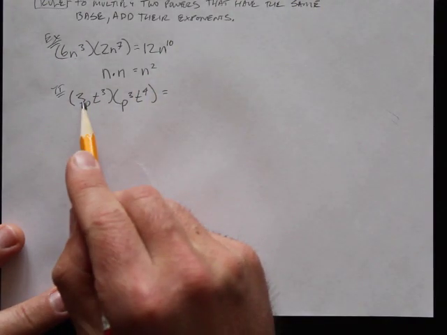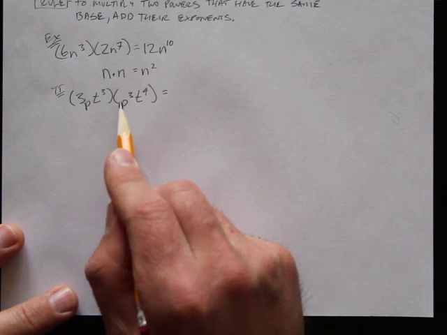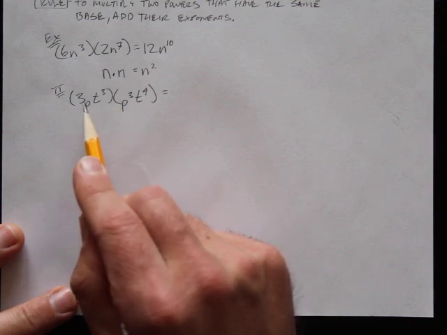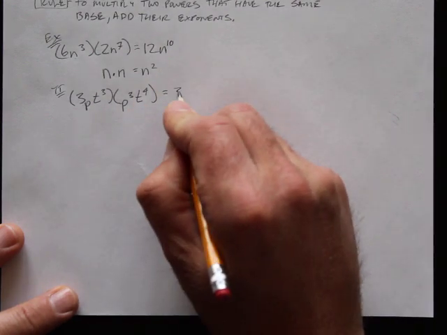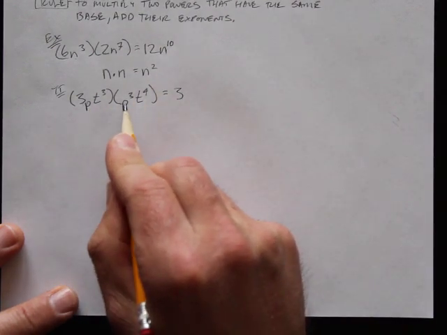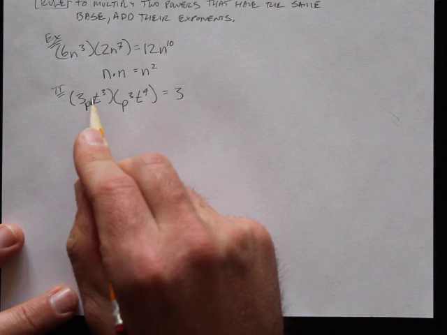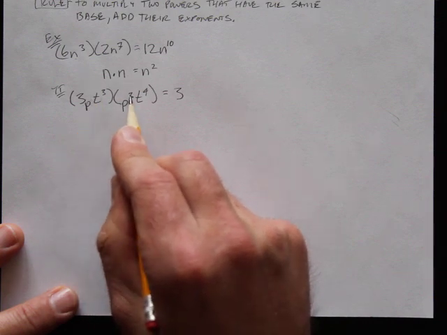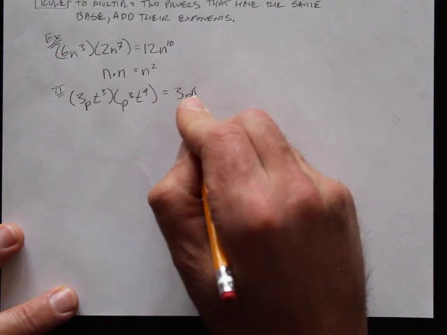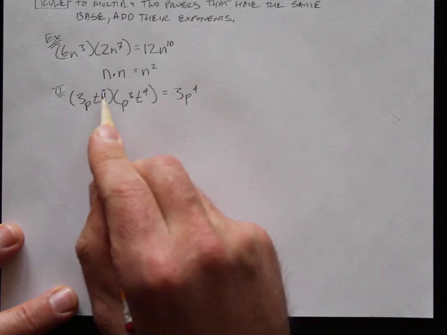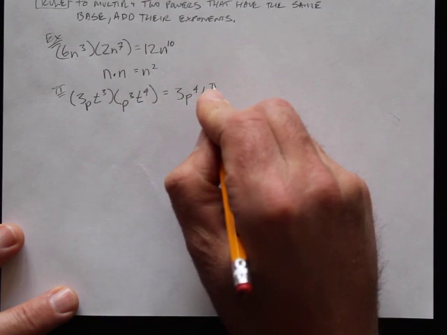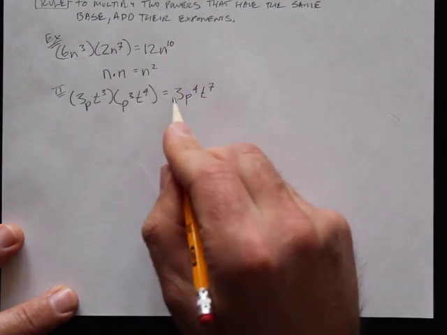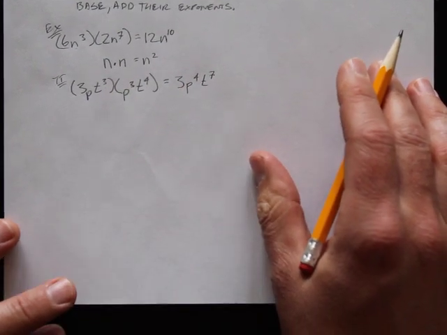Okay, so 3 times 1, I don't see a 1 here, but I know that there's one of these. p cubed t to the fourth. So 3 times 1 is 3. p times p to the third, so that's p to the first. So 1 plus 3 is 4, p to the fourth power. t cubed times t to the fourth, that's t to the seventh power. 3 plus 4 is 7. So there's my answer for that one.